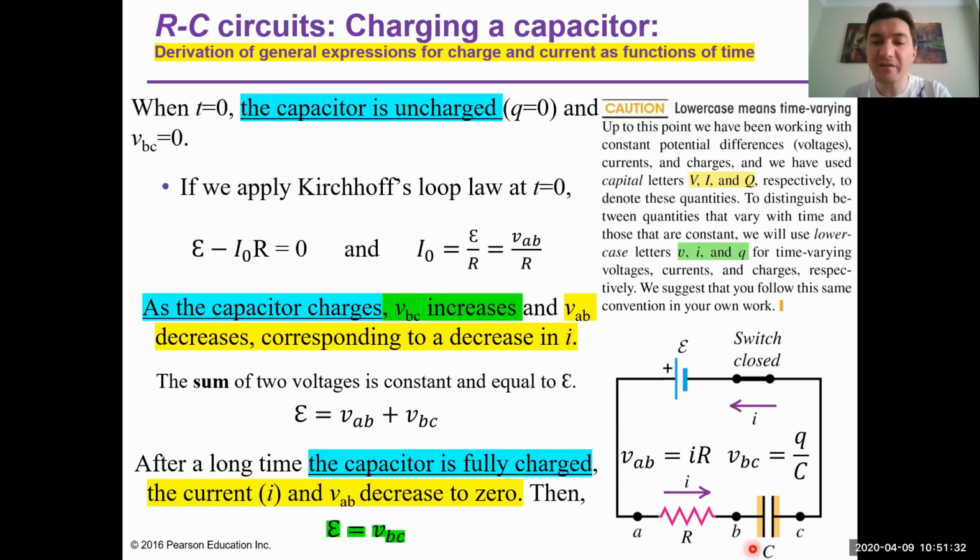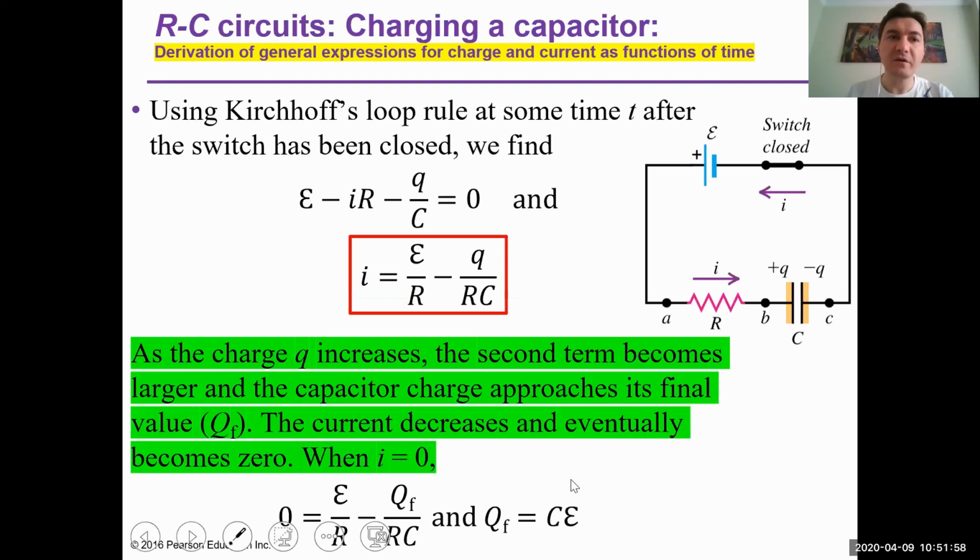And when the capacitor is fully charged, the current goes to zero. There will be no current in the circuit if the capacitor is fully charged, and VAB decreases to zero. So VBC will be equal to the EMF, since VAB is zero when the capacitor is fully charged.